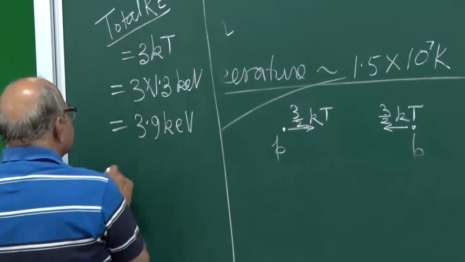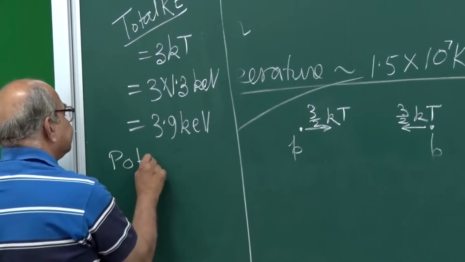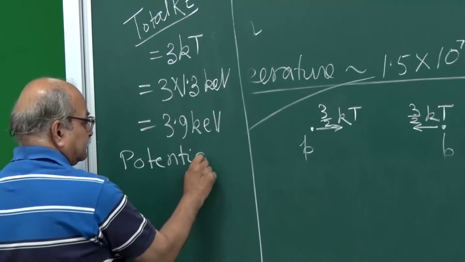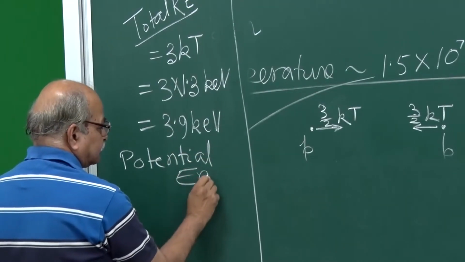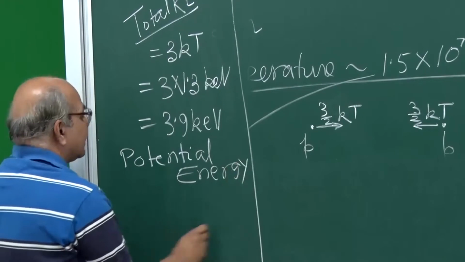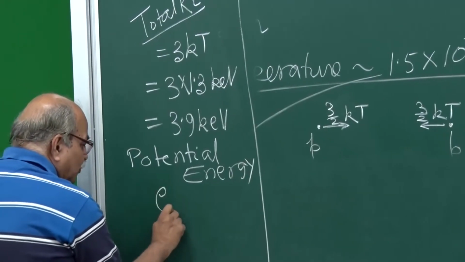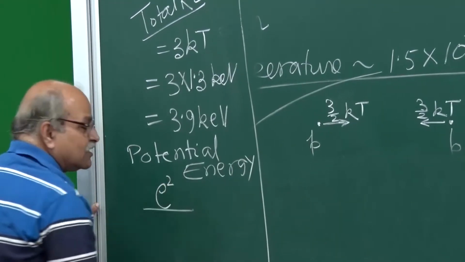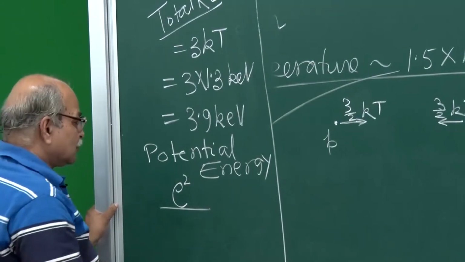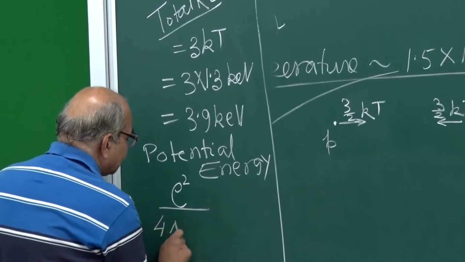This was kinetic energy, and the potential energy is written for 2 protons. So the charges are e and e. Q1 is e, Q2 is e. So Q1 Q2 over 4 pi epsilon naught R.